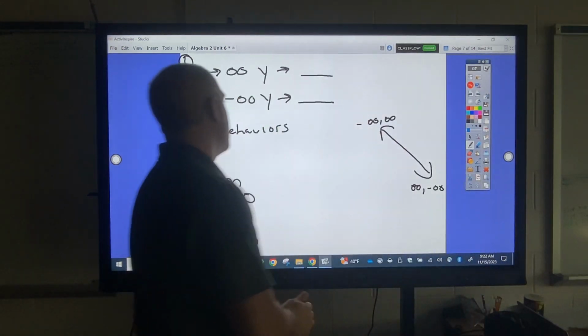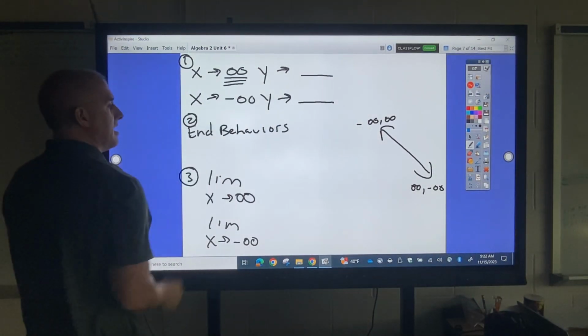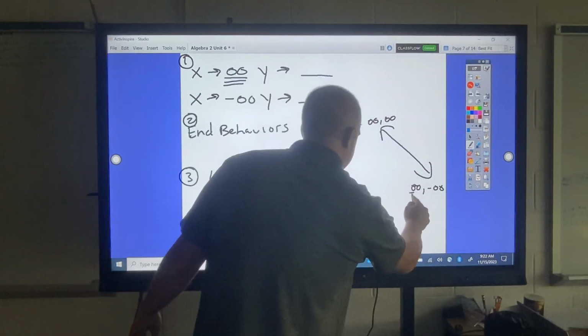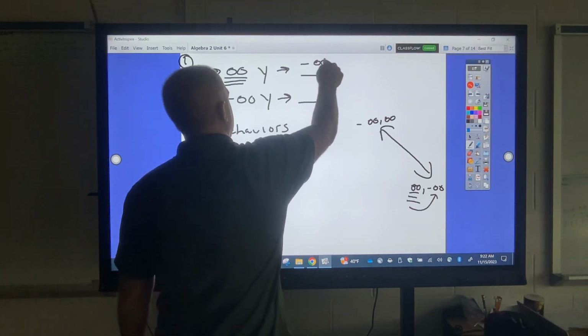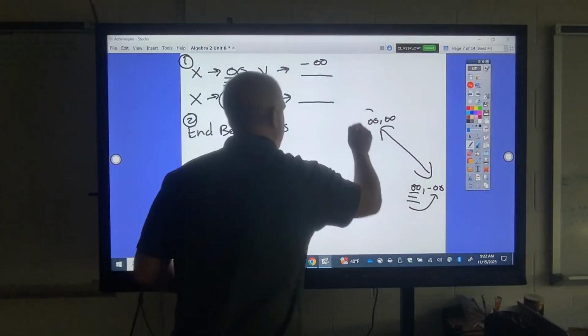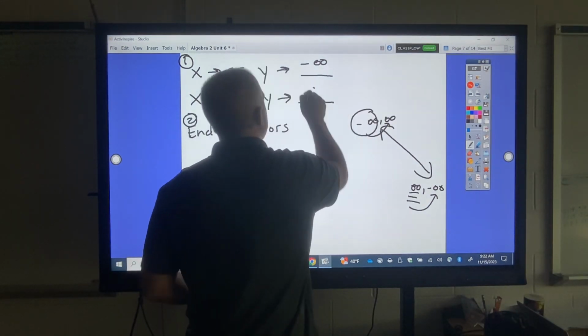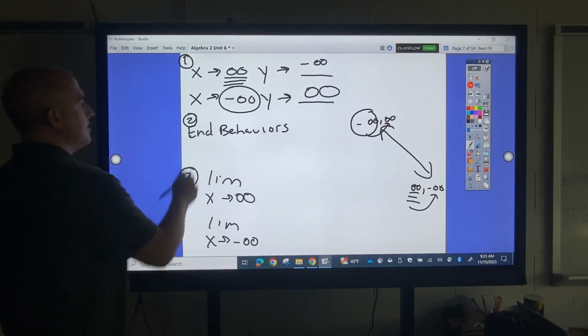All right. So here is the concept. As x approaches infinity, well, if you look at that, that's that one. Well, what's the y value? That is negative infinity. As x approaches negative infinity, that's this one. What is the corresponding y value? That is positive infinity.